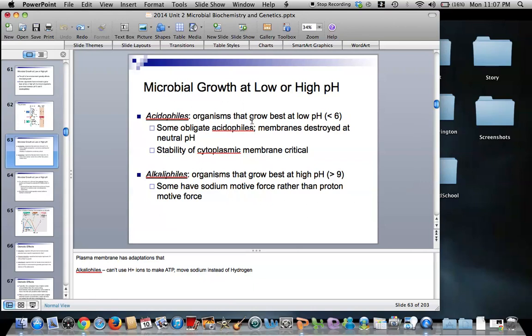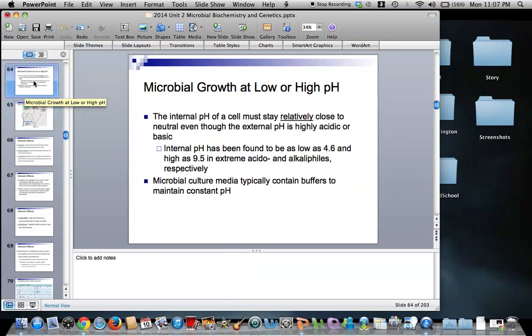Alkaliphiles grow best at above pH 9. I would say above 8, since that's what the previous slide said. And some have a sodium motive force rather than a proton motive force, so they don't acidify the environment, essentially. Sodium can be used the same way hydrogen is to make energy in the electron transport chain, but it'll look significantly different.